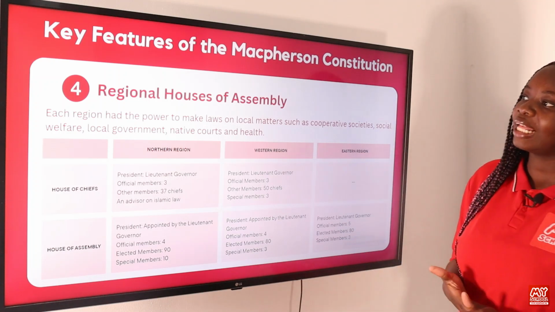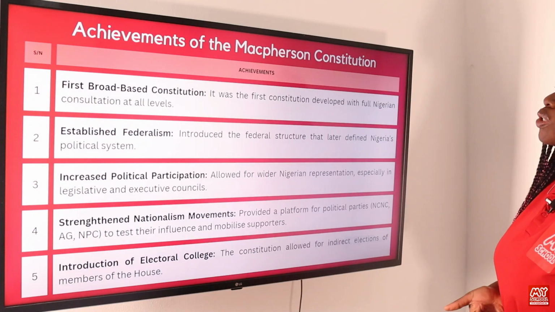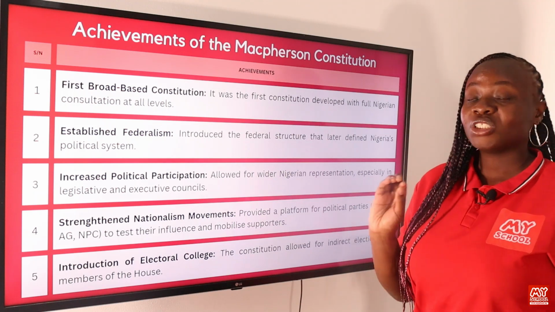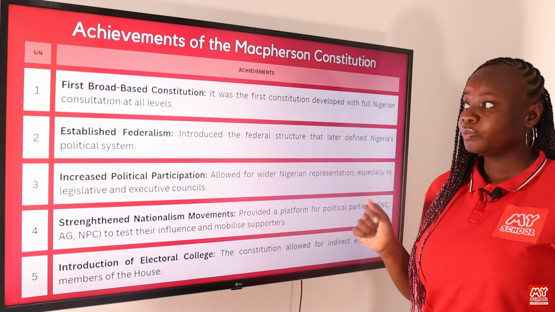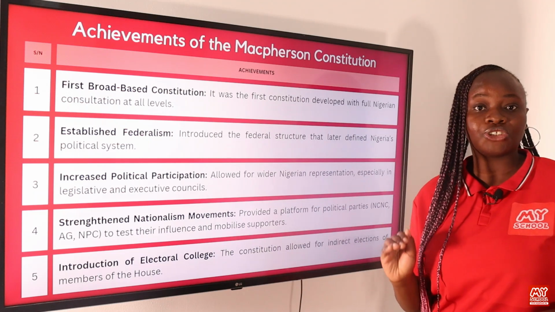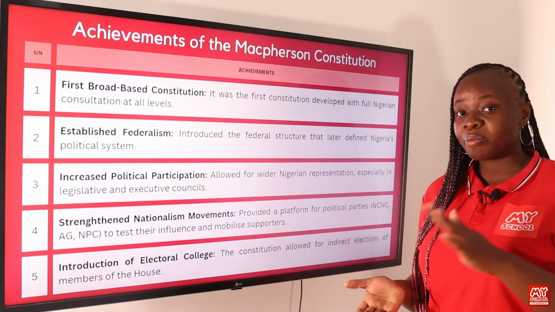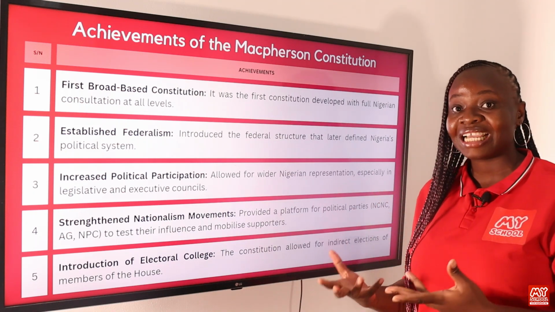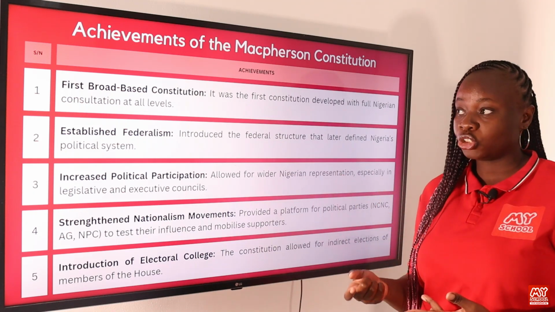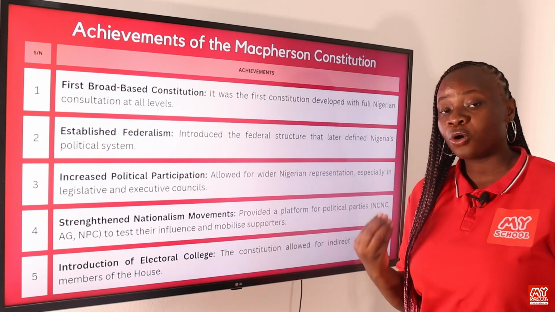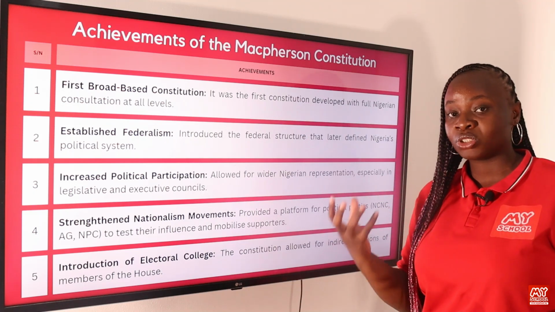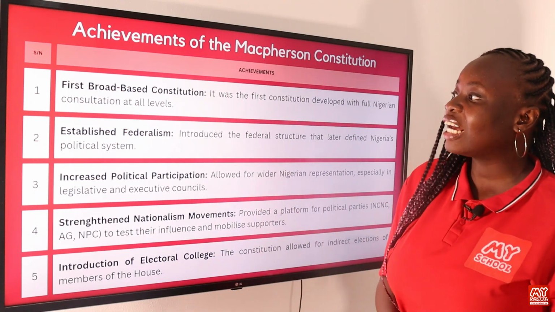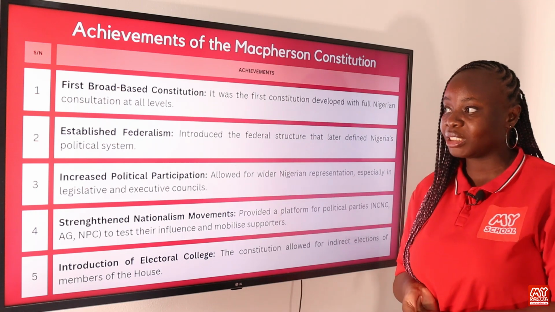Now let's move on to the next slide. All right, what are the achievements of the Macpherson Constitution? One of the achievements is that it was the first broad-based constitution. It was the first constitution developed with full Nigerian consultations at all levels. Remember how they consulted the village, the districts, and the provinces before they made any recommendations for the constitution. So this became the first constitution that was Nigerian in a sense, because Nigerians were consulted in the process of drafting the constitution. And another achievement was that it established federalism in Nigeria.